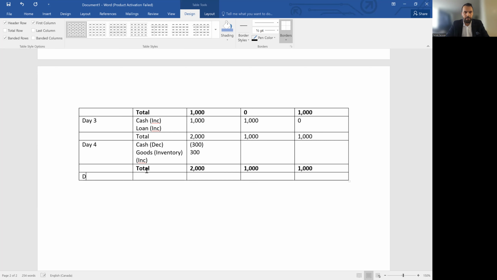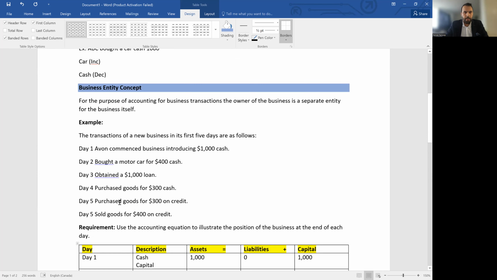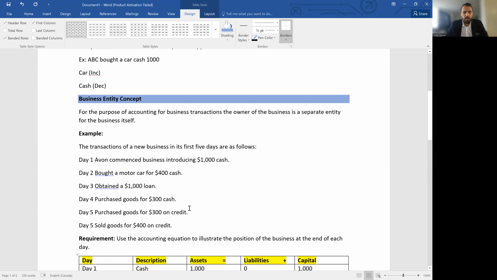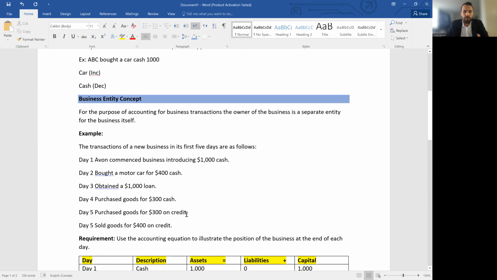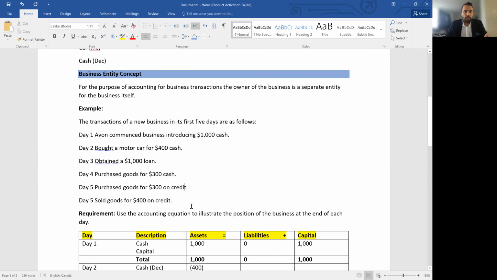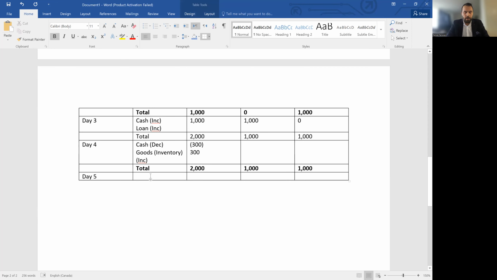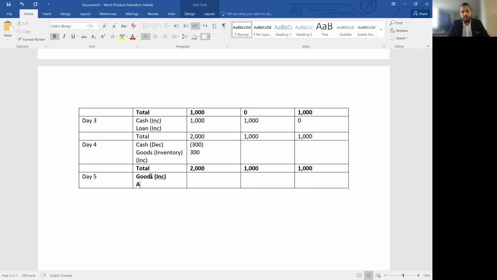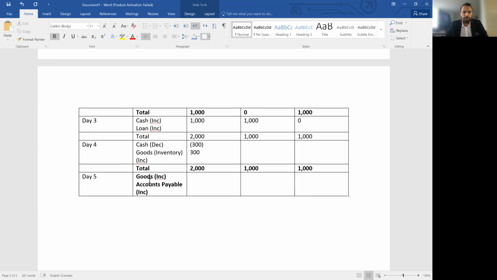Day 5. What is day 5? Purchase goods for $300 on credit. What does it mean? Credit means accounts payable. We didn't pay, we will pay later on, which is called in accounting accounts payable. Accounts payable is our liability. So again, we have two things here. One is goods, which increases, and the other is accounts payable, which increases as well.